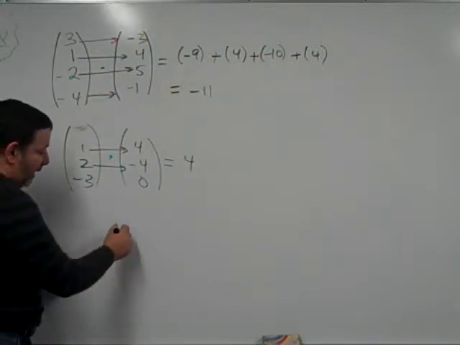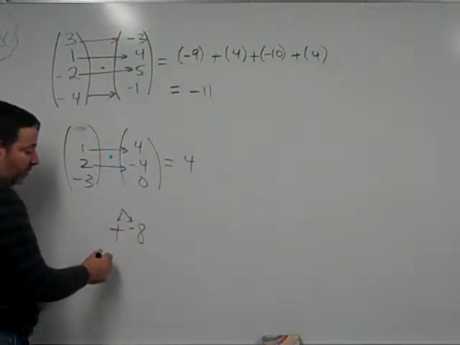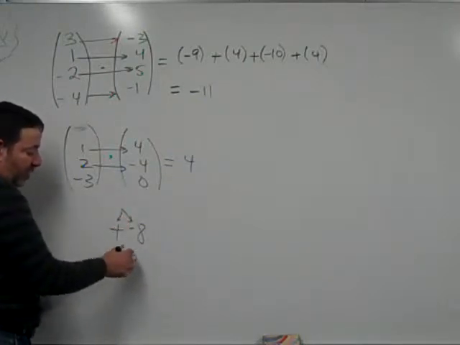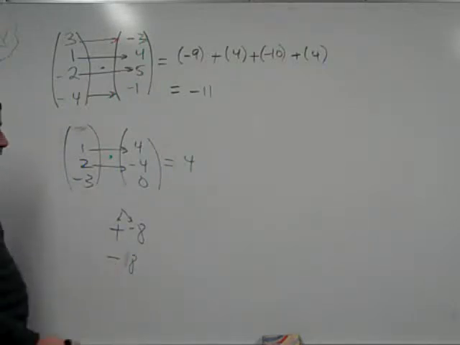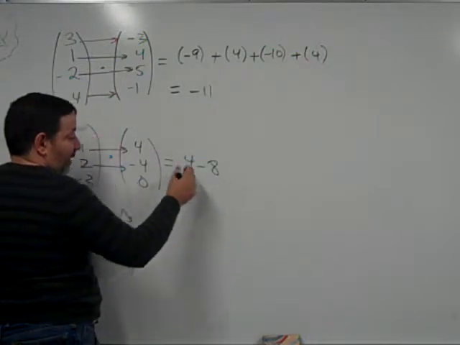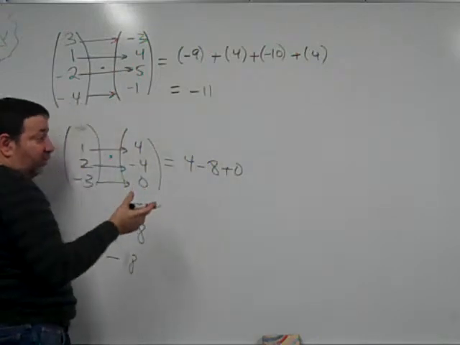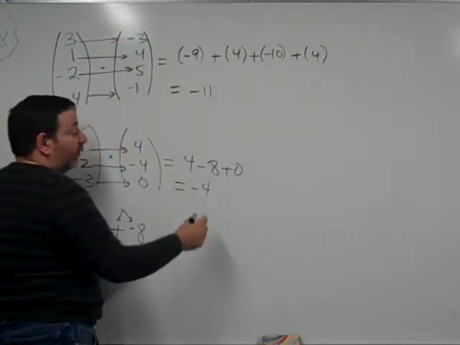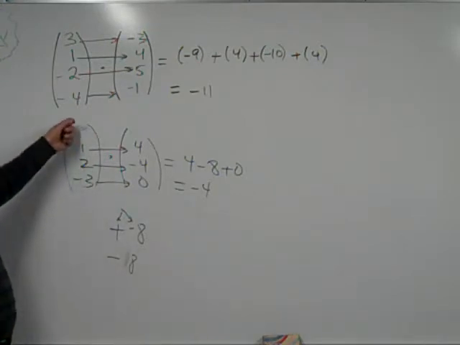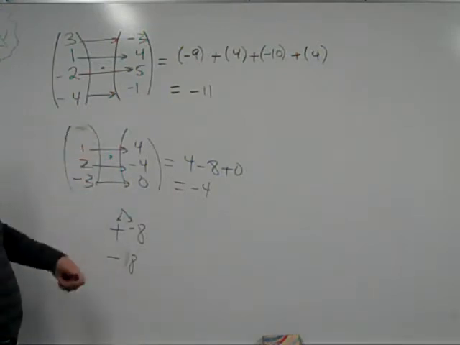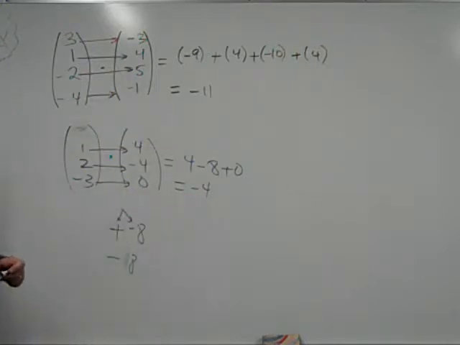Adding a -8. Well, there's a rule that says you can change both of those. It's the same as taking away 8, and you don't even have to write the positive. That is the same as taking away 8. And those numbers multiply out to 0. And if you add these 3 numbers, you get -4. And that's the answer. The dot product of this column matrix by this column matrix is -4.